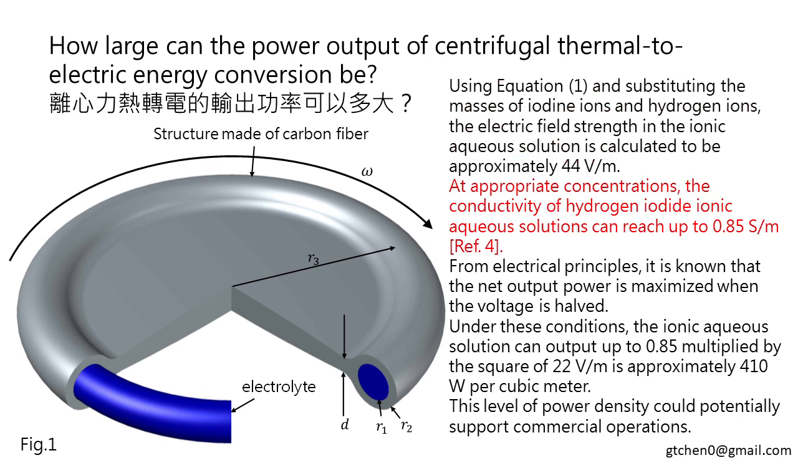At appropriate concentrations, the conductivity of hydrogen iodide ionic aqueous solutions can reach up to 0.85 Siemens per meter, reference 4. From electrical principles, it is known that the net output power is maximized when the voltage is halved. Under these conditions, the ionic aqueous solution can output up to 0.85 multiplied by the square of 22, which is approximately 410 watts per cubic meter. This level of power density could potentially support commercial operations.